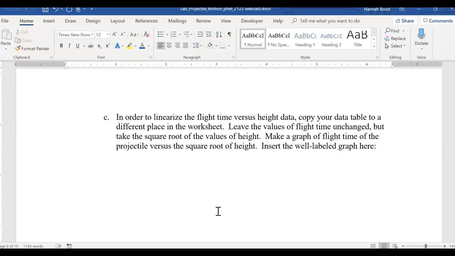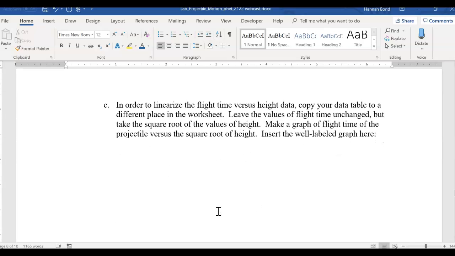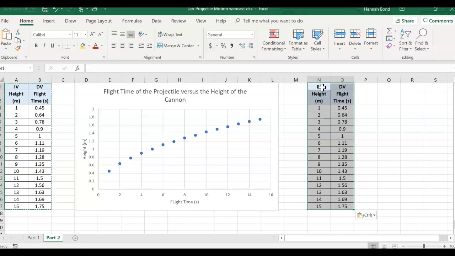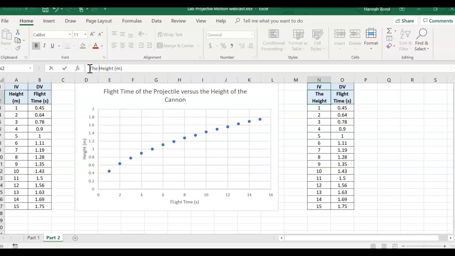Okay, so in order to linearize this flight time versus height data, we're going to need to take the square root of the height. The height was the variable on our x-axis. And so what we'll do is just copy that table. Let's just move it over here to the right of our graph. We're going to change this to be our linearized data. So it's no longer going to be height. It's going to be the square root of height.